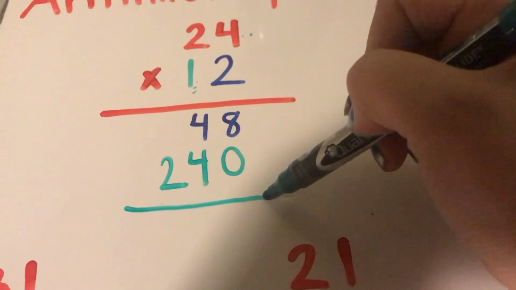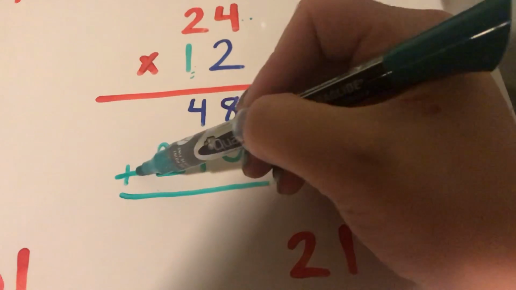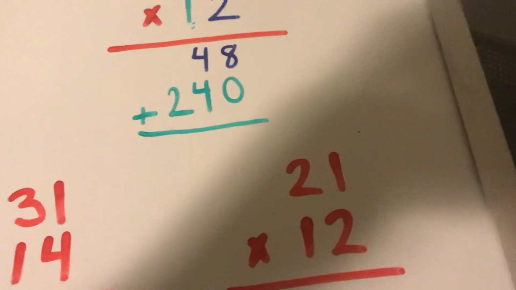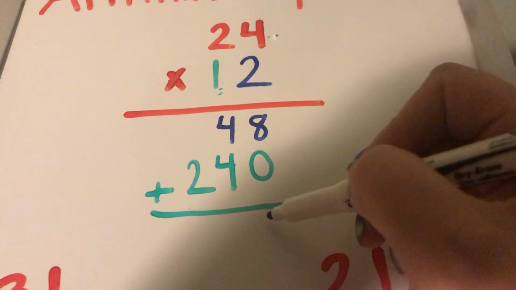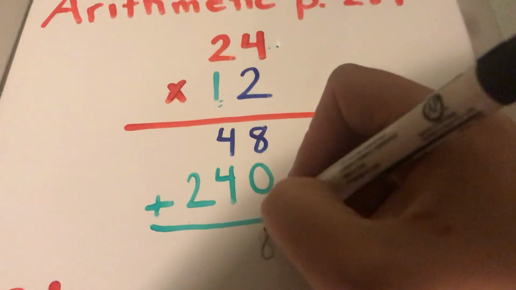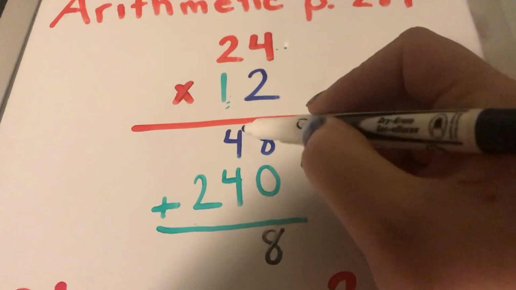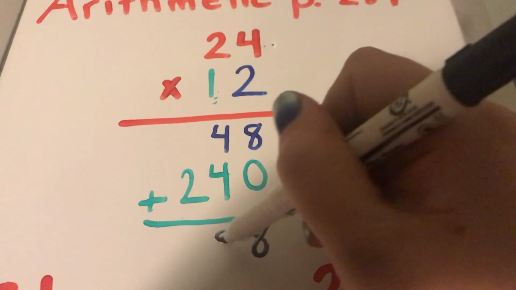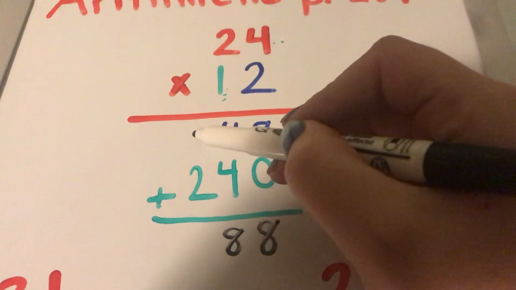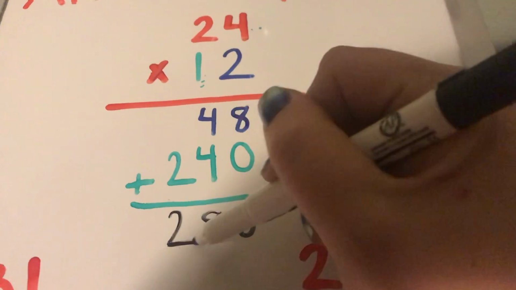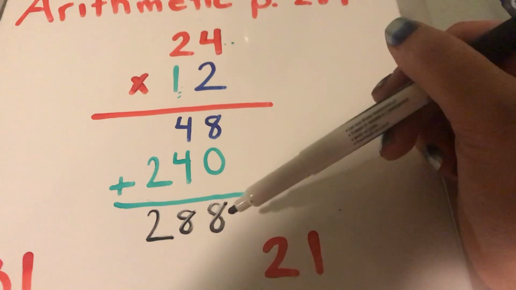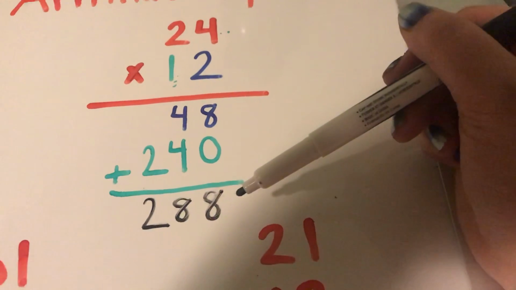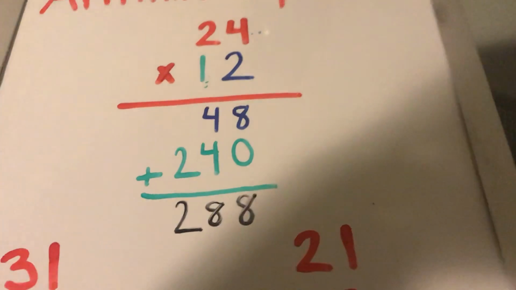Now, for our last step, we need to add to get our final answer. So now we're going to add all together. 8 plus 0 is 8. 4 plus 4 is 8. 0 plus 2 is 2. So our answer of 24 times 12 is 288. That was the sample that was at the top of your page.